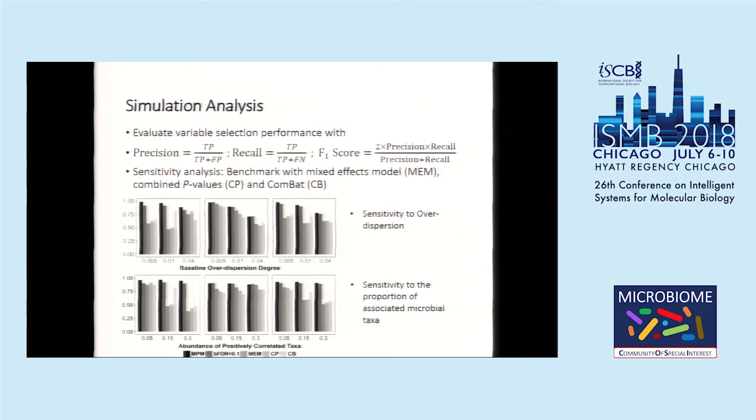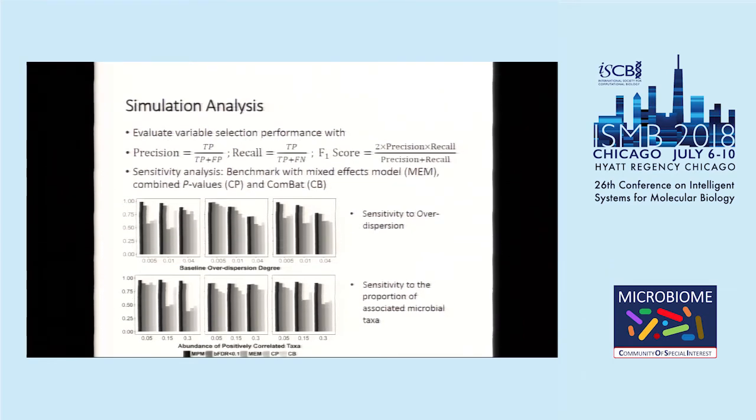Here is a simulation study. The variable selection performance is evaluated by the precision, recall, and the F1 score. We conduct sensitivity analysis and benchmark our method with some existing meta-analysis approaches. First, we sample data with different overdispersion degrees. And we can see our method is the darkest one. It's not sensitive to the overdispersion.